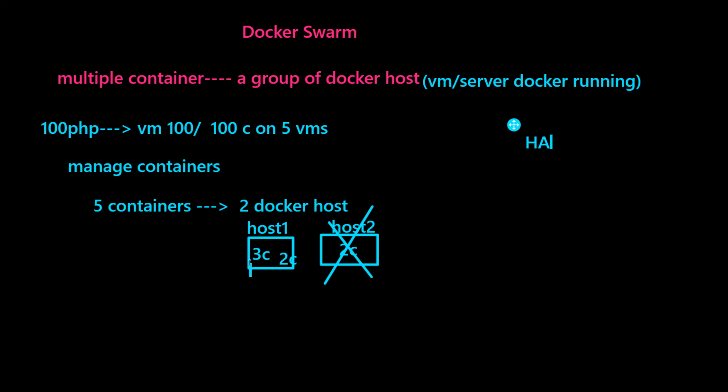And also, like I discussed, we'll be deploying containers on a bunch of Dockers. Okay, let's say 2 Dockers. How do you decide how many on host 1, how many on host 2?